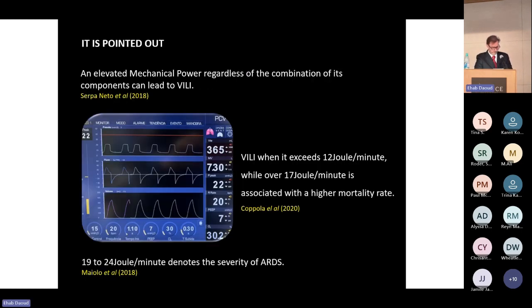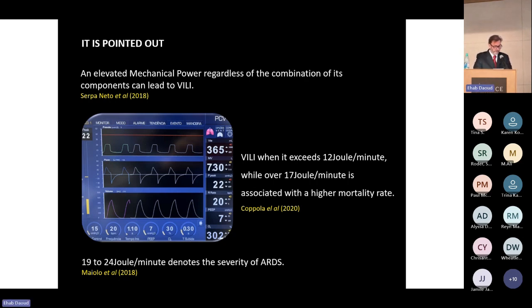It's pointed out that an elevated mechanical power, regardless of the combination of its components, can lead to VILI, especially when it exceeds 12 joules per minute, while over 17 joules per minute is associated with a higher mortality rate, and 19 to 24 joules per minute denotes the severity of ARDS.